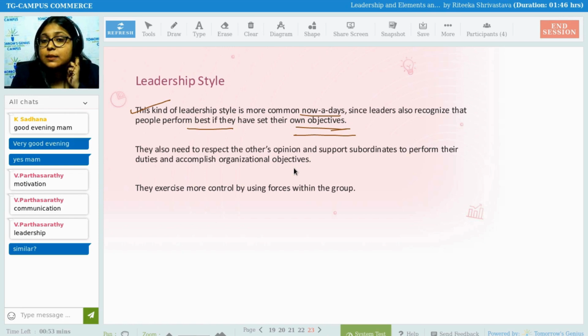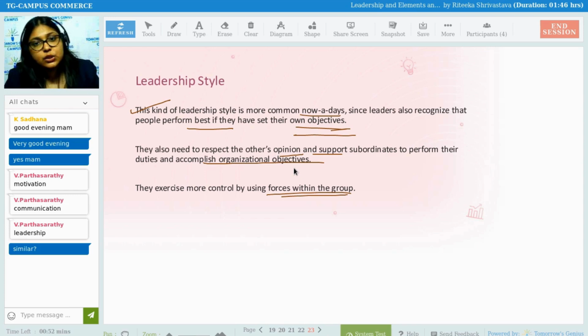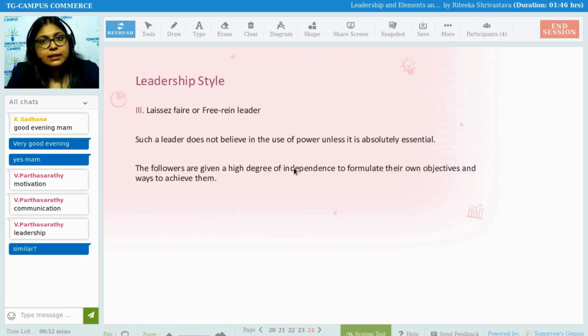And they also need to respect others' opinions, support subordinates to perform their duties and accomplish organizational objectives. So here they will have to give opinions, support to the subordinates, to perform all the duties very nicely in order to achieve the organizational objective. And they exercise more control by using forces within the group. So they will force all the subordinates to participate or to involve in decision making. So that was your second style, democratic or participative.